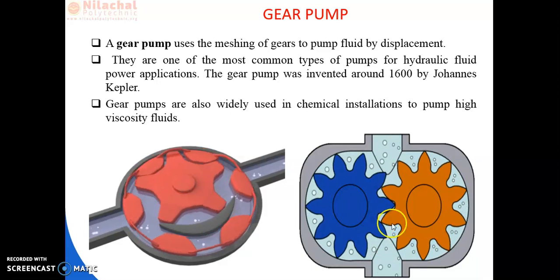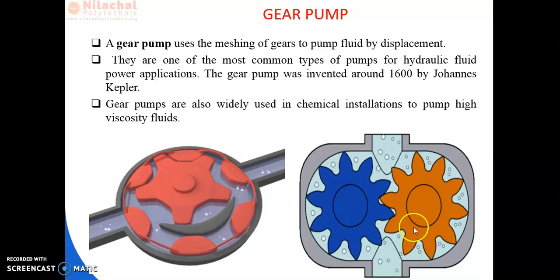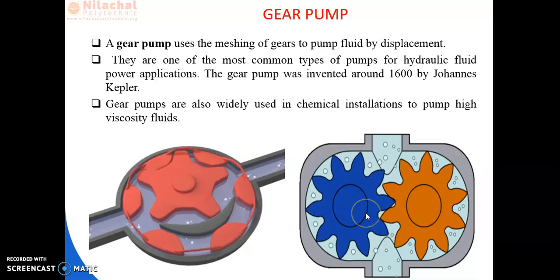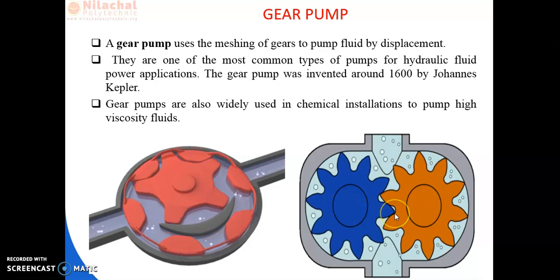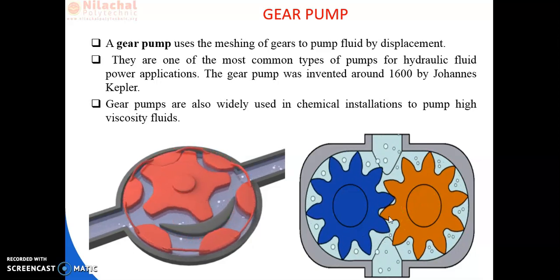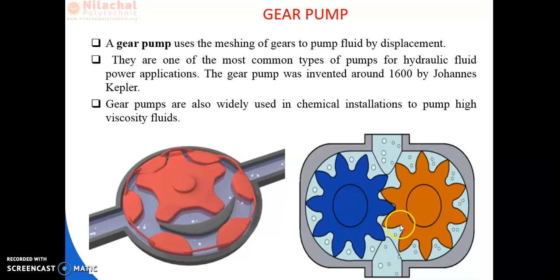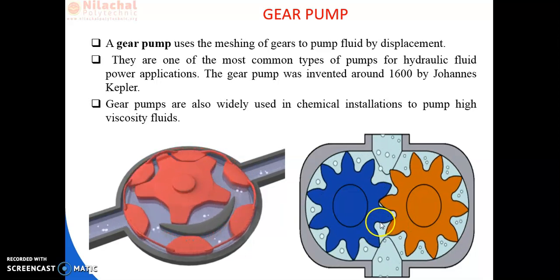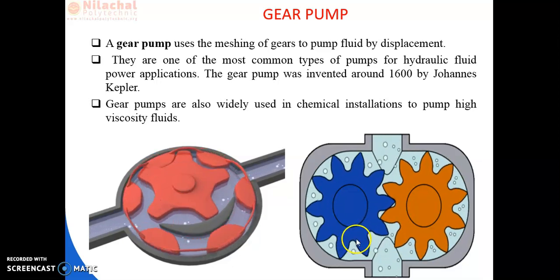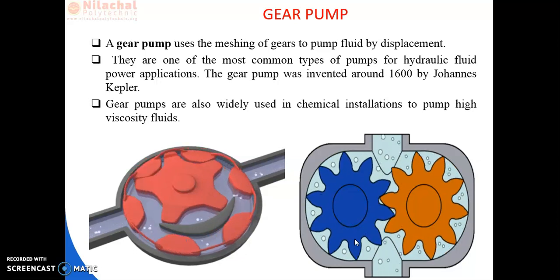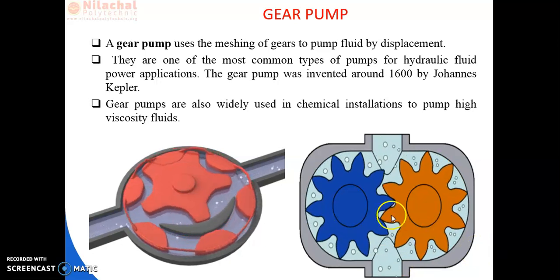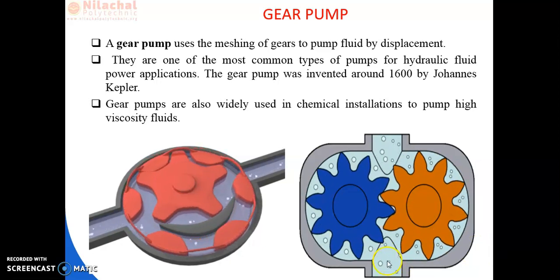As shown in the figure, we have an external gear pump where there are two gears. One is the driver gear, another is the driven gear. The external surfaces of the two gears are meshed with each other. Meshing means the teeth of one gear are placed in the clearance of the teeth of another gear. Both are externally meshed. So due to the rotation of the gears, a pressure difference takes place.